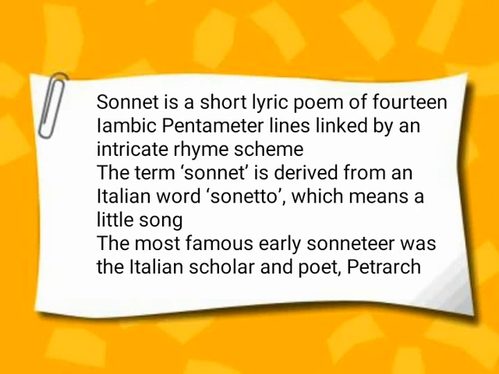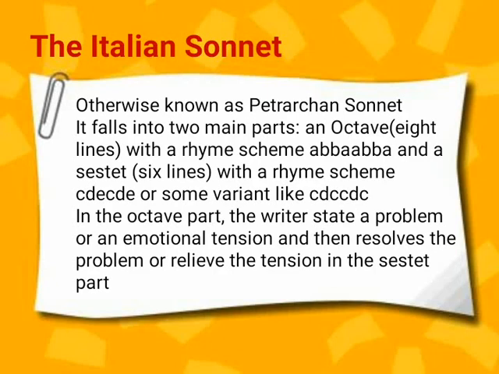The Italian sonnet is otherwise known as the Petrarchan sonnet, as it is named after the famous Italian poet Petrarch, who is considered to be responsible for popularizing this form. The Petrarchan sonnet falls into two main parts: an octave, that is 8 lines, and a sestet, that is 6 lines.